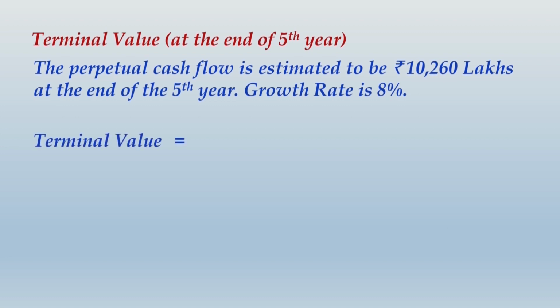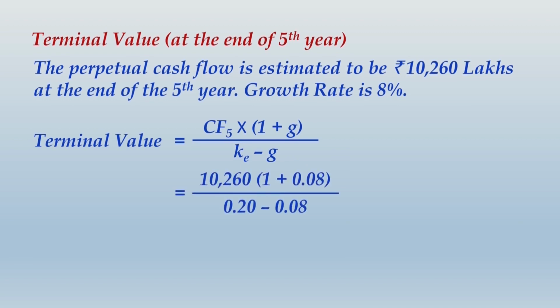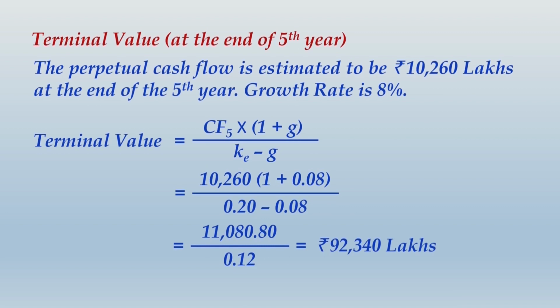So the terminal value can be computed as cash flow of 6th year divided by K minus G. Because cash flow of 6th year is not directly informed, we will take 1 plus growth rate multiplied to cash flow of 5th year to have the adjusted cash flow of 6th year divided by K minus G. So that comes to 10,260 into 1.08 divided by 0.20 minus 0.08. And that will be 11,080.8 divided by 0.12, that comes to rupees 92,340 lakhs. So please write up this entire working and then I take you ahead.